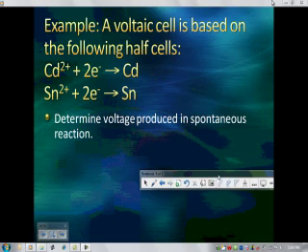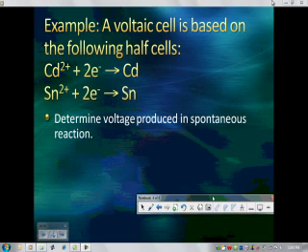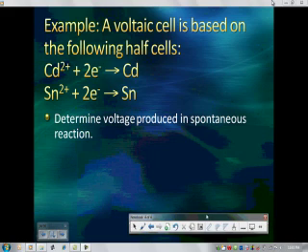All right, here's an example of the type of calculation we might be asked to do. So we have these two half cells for our voltaic cell. In one container we have the metal cadmium, and in our other container we have another metal, and so we have these two metals, and we want to figure out what's the voltage. So here's what we do. Check it out.